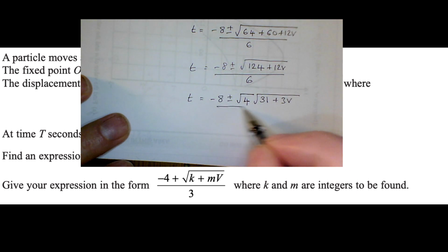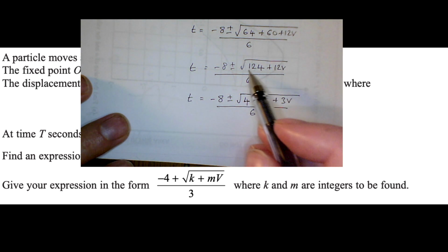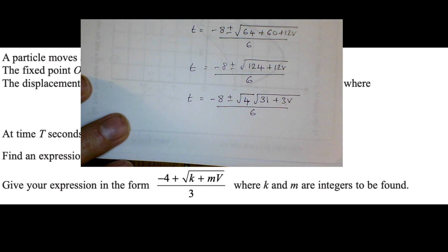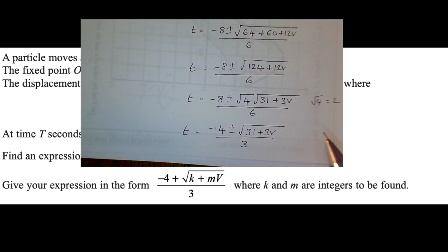Now do check, I can multiply it back to get to the question. 4 31s are 124 and 4 times 3 is 12, but the square root of 4 of course is 2. So what that means is I can cancel the 2 top and bottom. So that's going to become minus 4, plus or minus, 2s cancel, 31 plus 3v, all over 3. Okay, and now I don't need that second plus or minus because they told us the one they wanted in the answer.